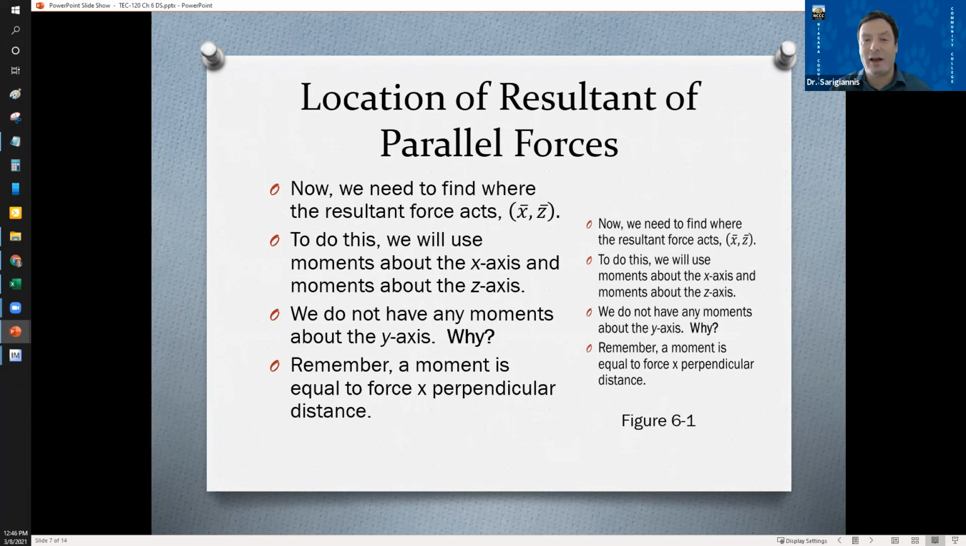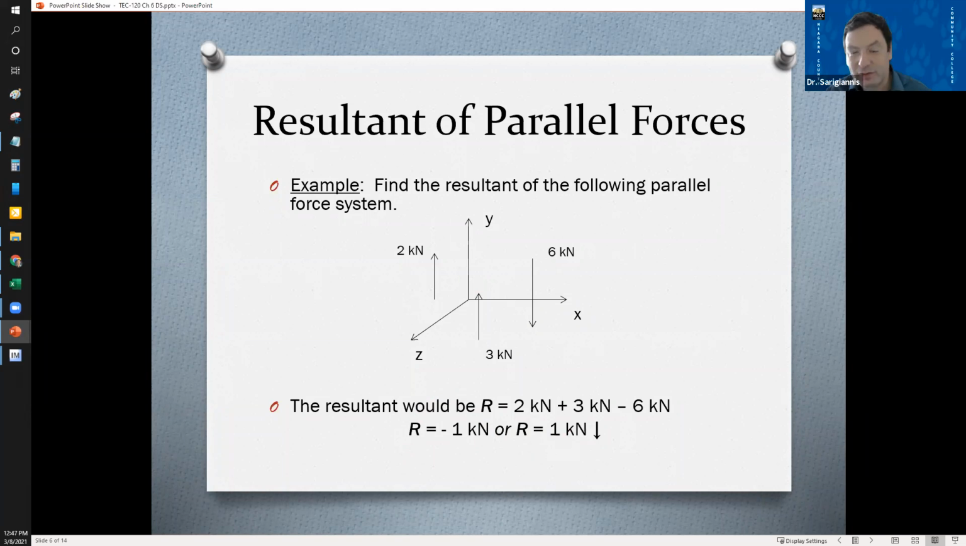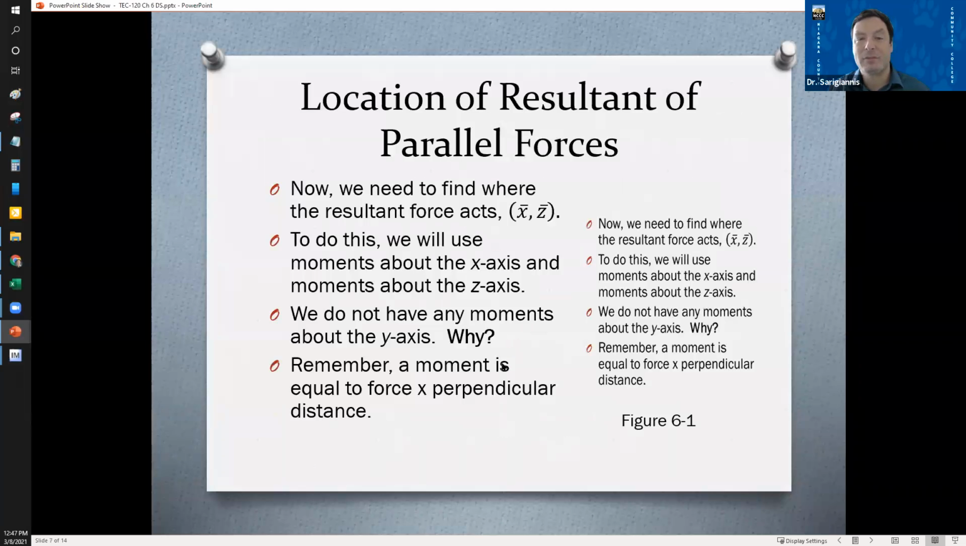Parallel force, yeah. So now, how do we know where that resultant acts, right? All these 3 forces are acting in different locations in the plane. We can figure out what the resultant is, but how do we figure out where the resultant acts as a combination of these 3 forces? So we're going to use moments about axes, the x and the z axes.